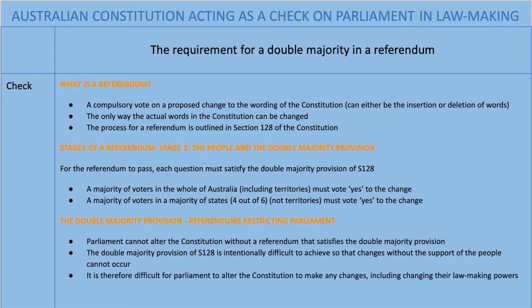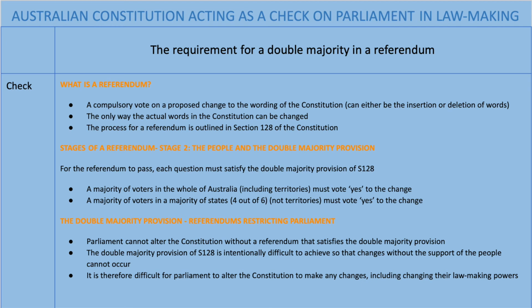The requirement for a double majority in a referendum. What is a referendum? A referendum is a compulsory vote on a proposed change to the wording of the Constitution. A referendum is the only way the actual words in the Constitution can be changed. The process for a referendum is outlined in section 128 of the Constitution.